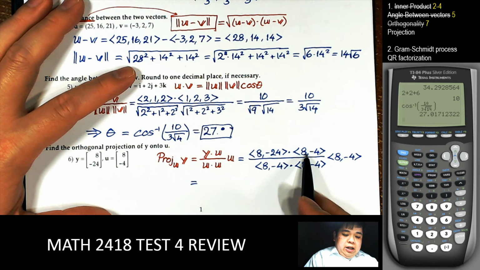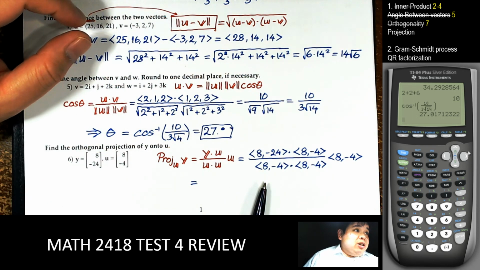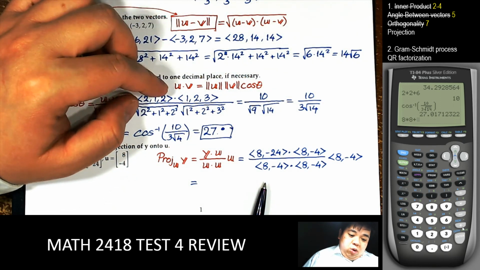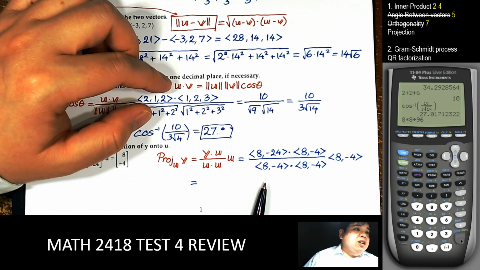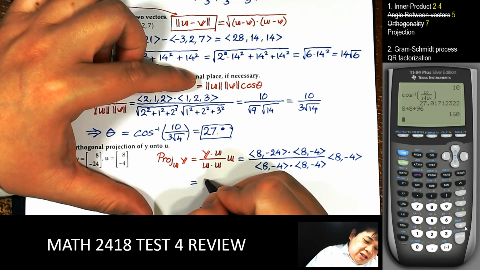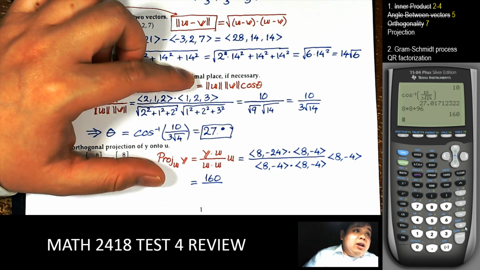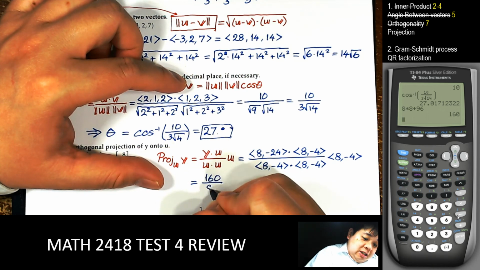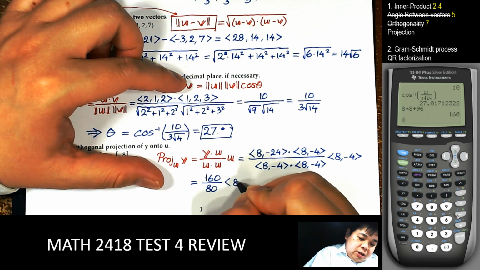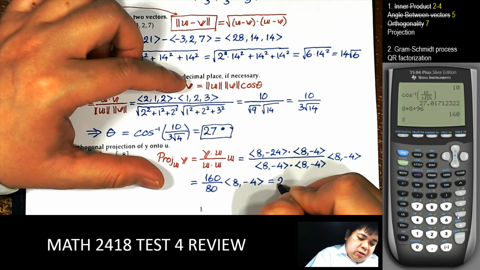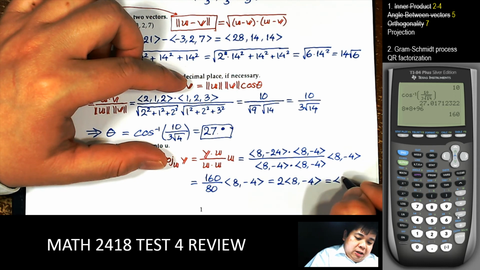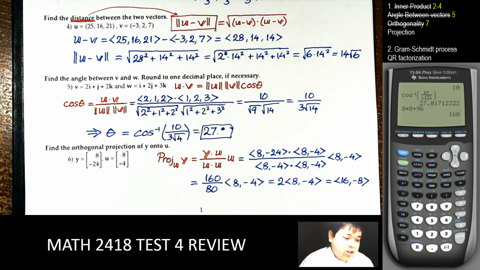We have the calculator, so why don't we use it? 8 times 8 plus 24 times 4, that's 96. So 160 on top. Bottom: 64 and 16, that's 80. a is 8, so that is 2 times 8 and negative 4. So it'll be 16 and negative 8. So that is our projection.